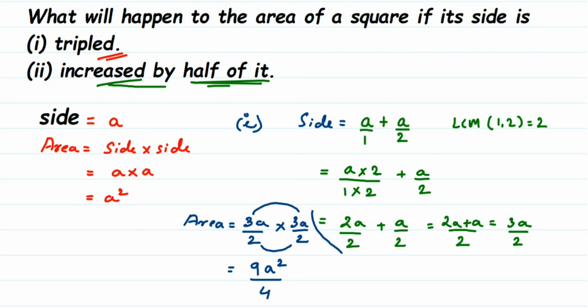And you can see that the actual area was A square. The area of the old square was A square. And here we got 9 by 4 A square, which means the new square is 9 by 4 times the old area. I hope it is clear. So we're going to conclude the answer. So this is therefore 9 by 4 times the old area. If you compare, it is more. How much more? 9 by 4 times.